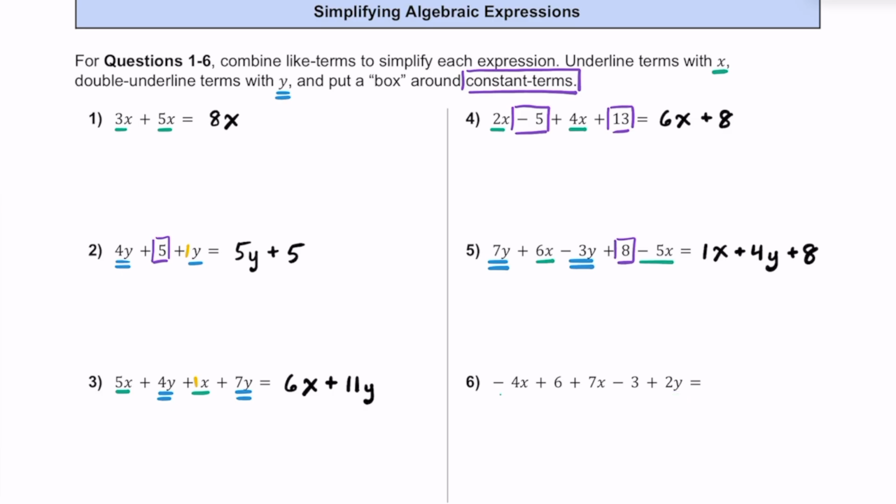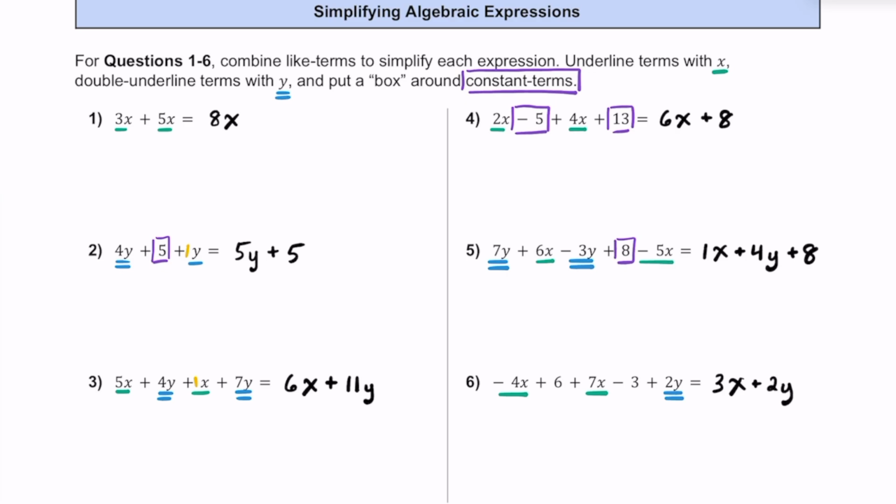So we have a negative 4x and we have a positive 7x. So up to you. You can do negative 4 plus 7 or 7 minus 4. 7 minus 4, if you take away those coefficients, that's going to be 3x. Now what about any y terms? Well, over here I see 2y, but I don't see anything else that's a like term with it, so I don't think we can do anything. We'll just write plus 2y.